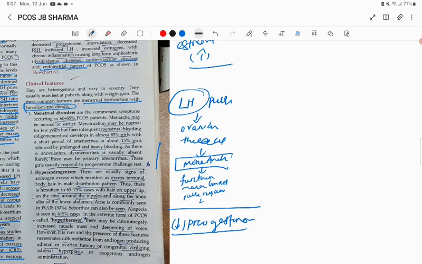The menarche may be normal or earlier. Menstruation may be normal for a few years, but then infrequent menstrual bleeding, that is oligomenorrhea, develops in almost 85% of girls, with a short period of amenorrhea in about 50% of girls, followed by prolonged heavy bleeding. This is the menstrual disorder.